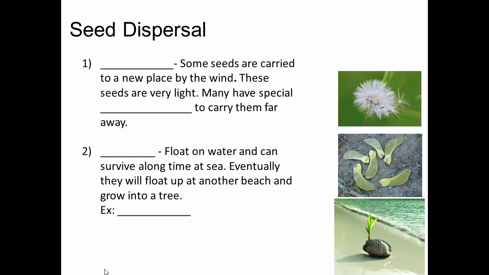So once the seeds have formed in a plant after pollination, they need to be dispersed. In order for these seeds to start to grow, they need to be dispersed. And plants have various adaptations to help disperse those seeds. Some are spread by the wind.